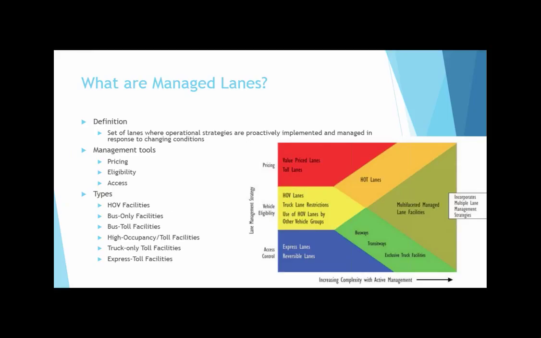These types include HOV facilities, bus-only facilities, bus toll facilities, high occupancy toll facilities, truck-only toll facilities, and express toll facilities. And as you can kind of see here, the HOV lanes, for example, restrict vehicle eligibility, where pricing and eligibility restrictions would result in HOT lanes, or high occupancy toll lanes.